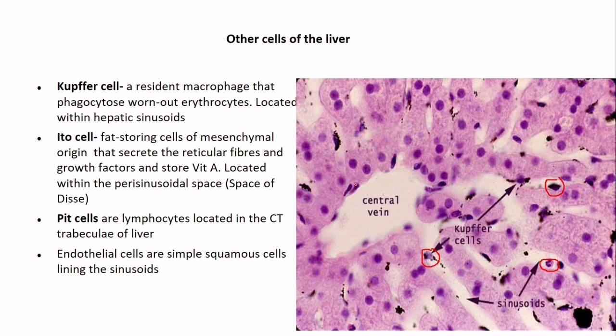Ito cells, these are fat storing cells of mesenchymal origin. They also secrete reticular fibers. They store vitamin A. So Ito cells can also be referred to as adipose cells, adipocytes of the liver. These ones are located within the space of Disse, or the perisinusoidal space.